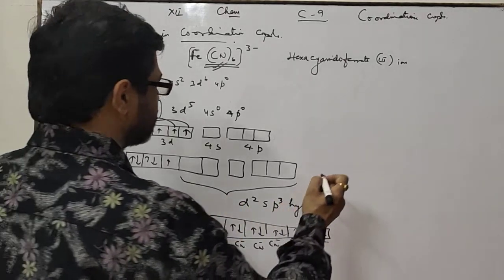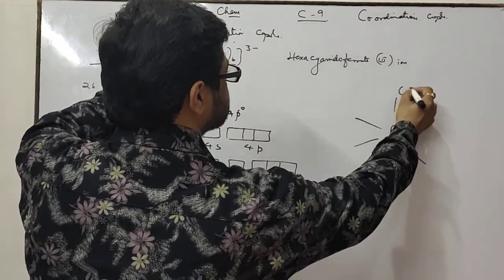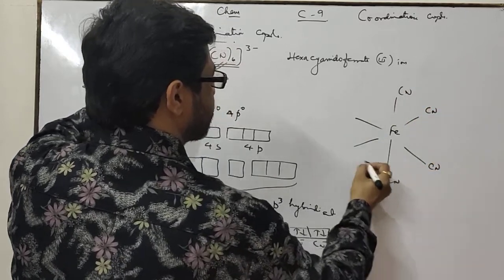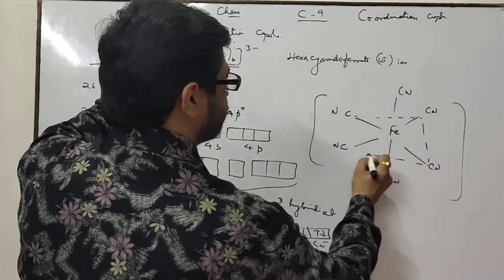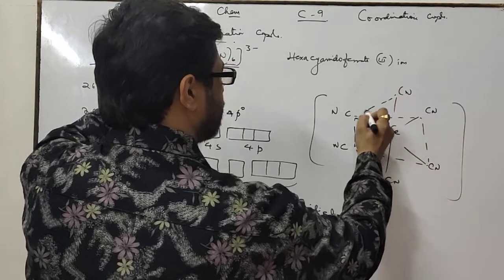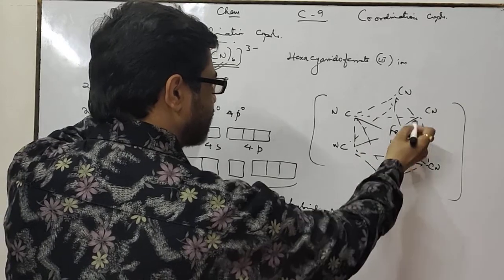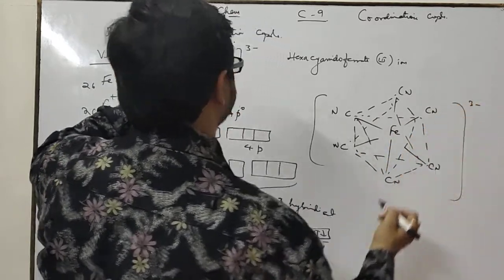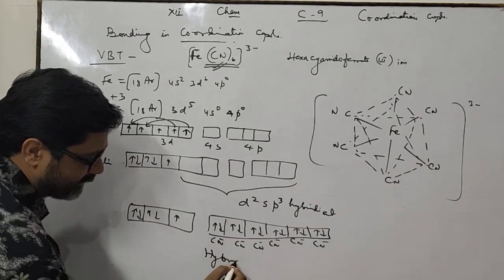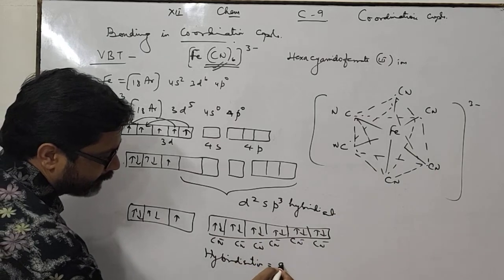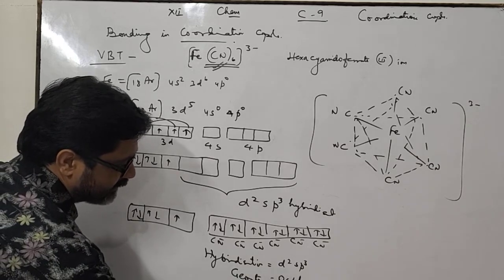Here the central metal is Fe. Fe is in the center, surrounded by 6 CN- ligands, like this. It becomes like this, and the shape of the molecule becomes octahedral. If 6 ligands are there, then the molecule will be octahedral. In short, you can describe it: hybridization will be d2sp3, geometry of the compound will be octahedral.